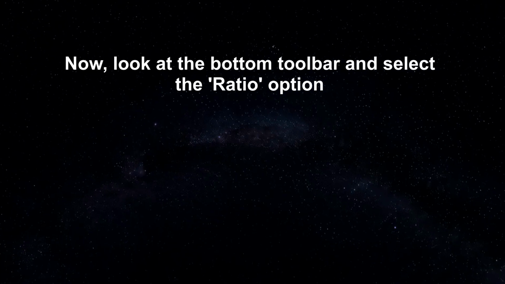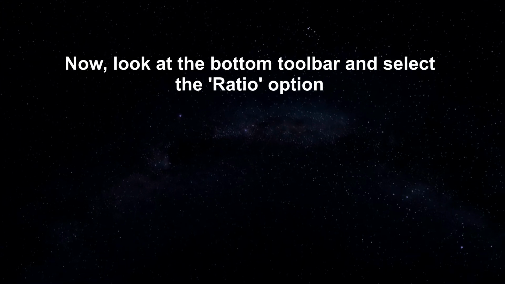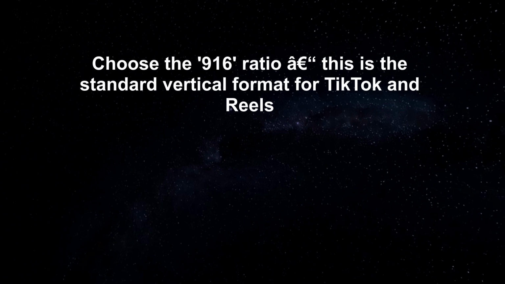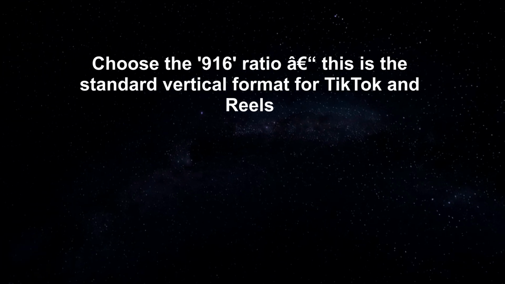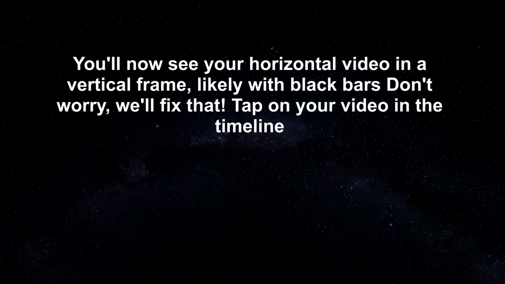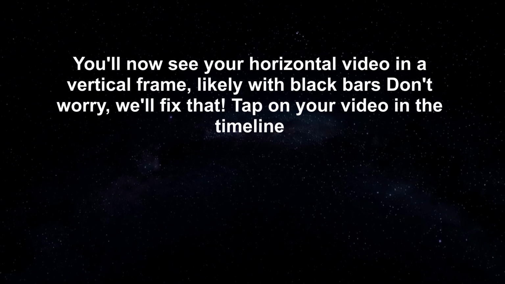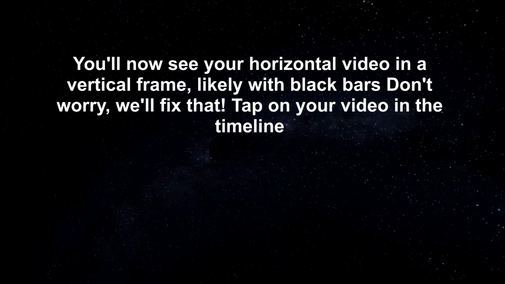Now, look at the bottom toolbar and select the ratio option. Choose the 9:16 ratio. This is the standard vertical format for TikTok and Reels. You'll now see your horizontal video in a vertical frame, likely with black bars. Don't worry. We'll fix that.